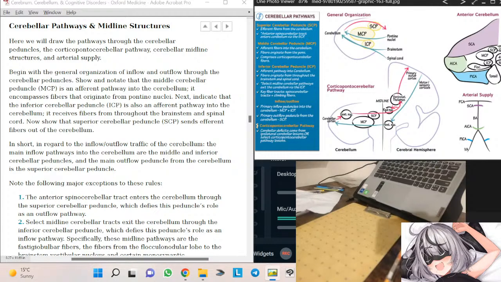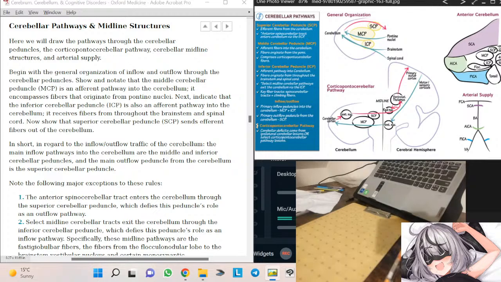Begin with the general organization of inflow and outflow through the cerebellar peduncles. Show and notate that the middle cerebellar peduncle, MCP, is an afferent pathway into the cerebellum. It encompasses fibers that originate from pontine nuclei. Next, indicate that the inferior cerebellar peduncle, ICP, is also an afferent pathway into the cerebellum. It receives fibers from throughout the brainstem and spinal cord.